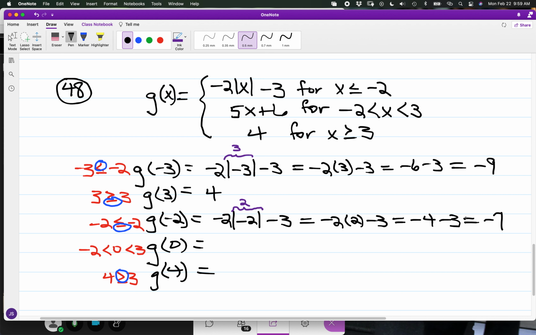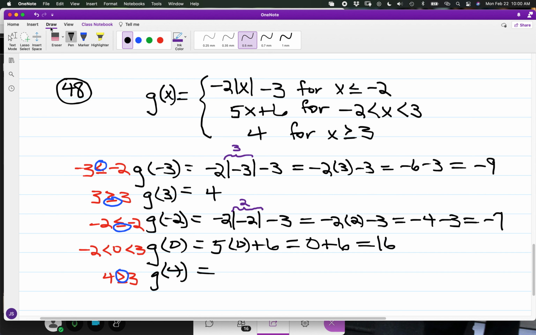And as for 0, again, 0 is situated between -2 and 3. And so we apply 5x plus 6, with x at 0. 5 times 0 is 0. And we have that 0 plus 6 is equal to 6.